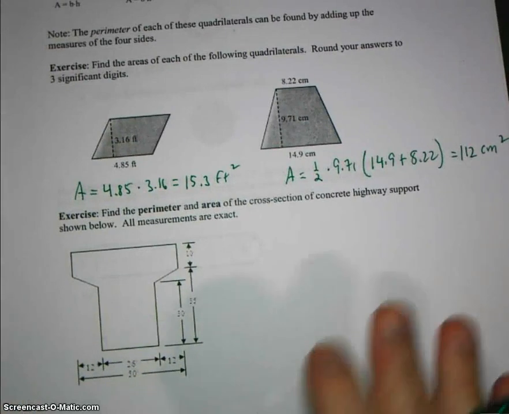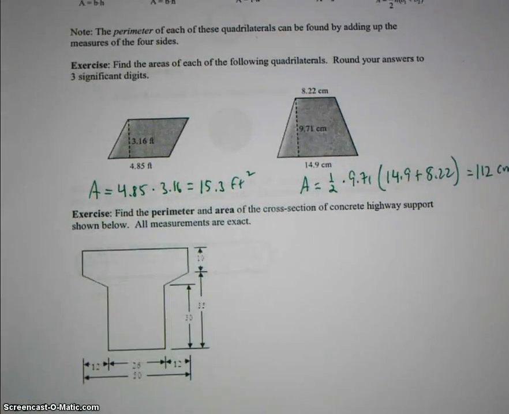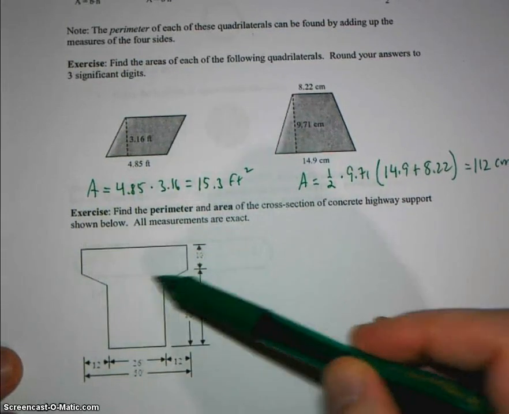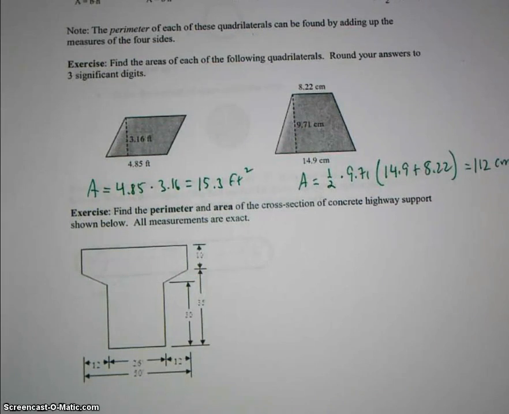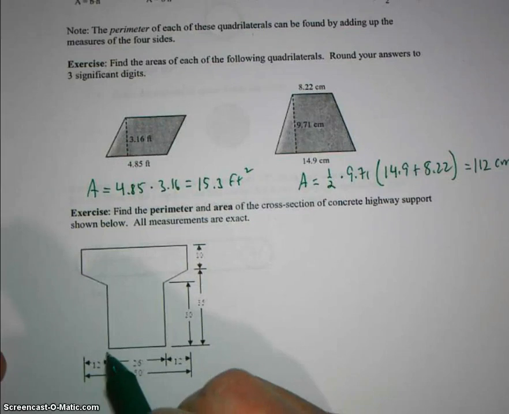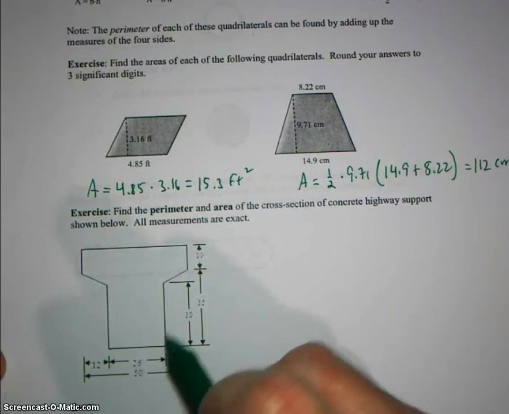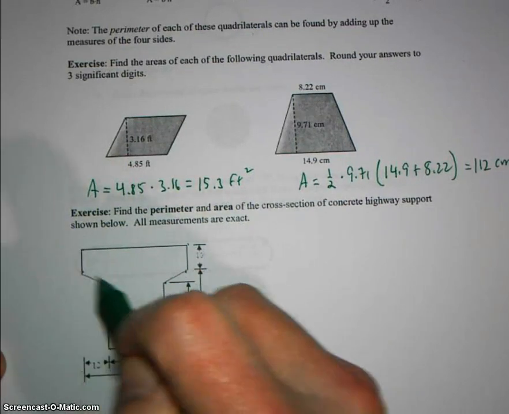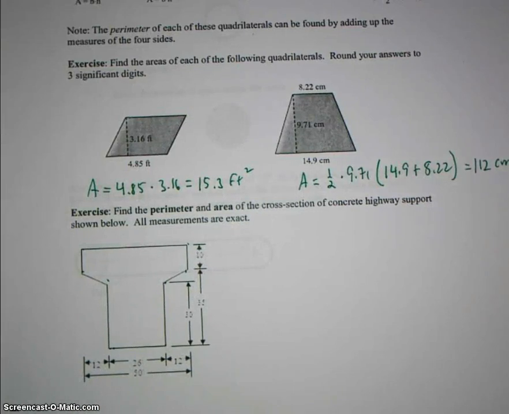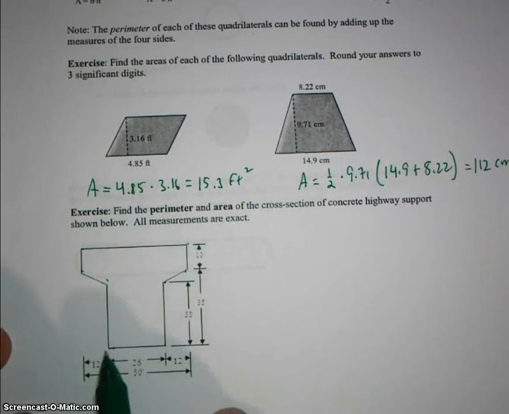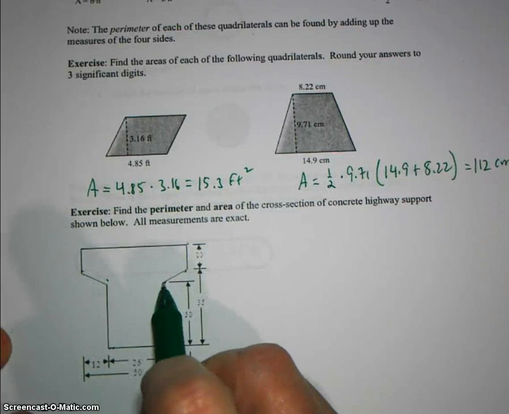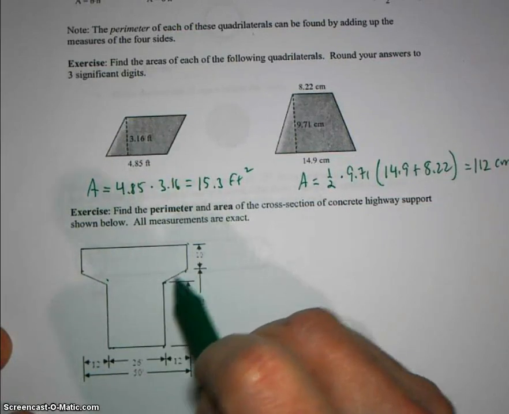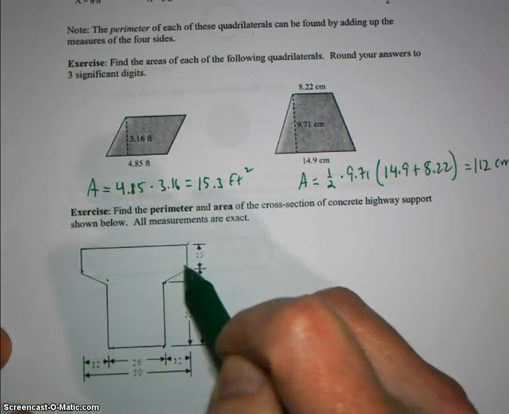All right, find the perimeter and area of the cross section of a concrete highway support. So if you ever look at a bridge on the road, this is the general shape of the support that holds it up. So if we want to find the perimeter, basically we need to add everything up. So we need to go all the way around. We do have two issues though. We know this distance. We know that one. We don't know this one right here. And therefore we don't know that one. But we know everything else.